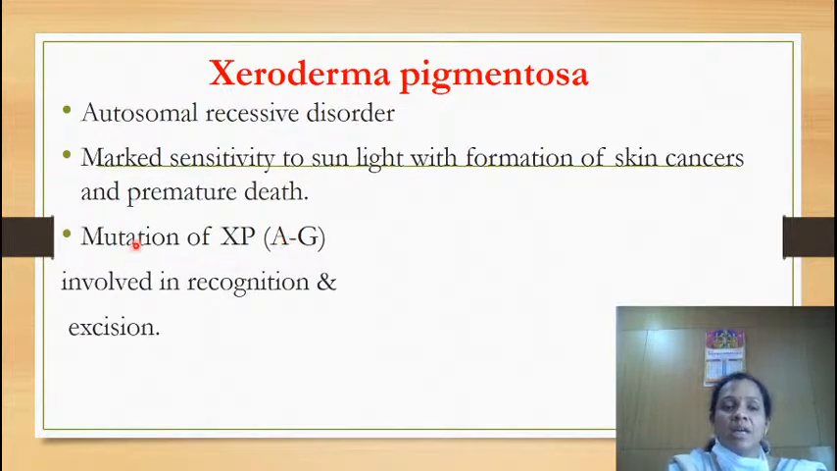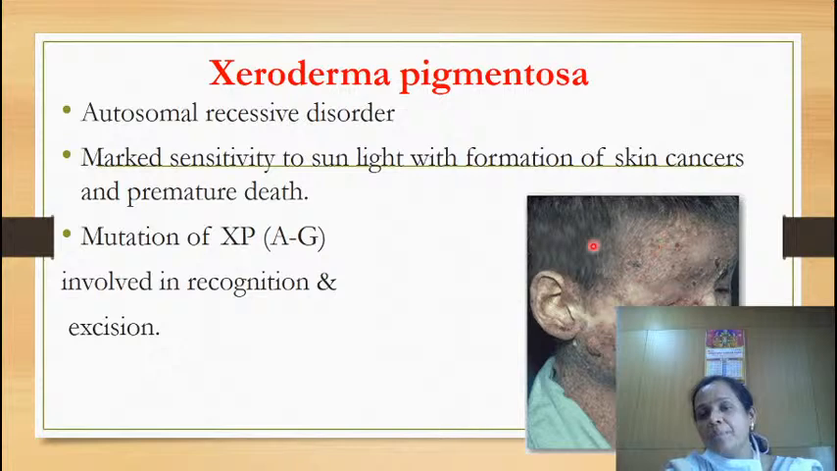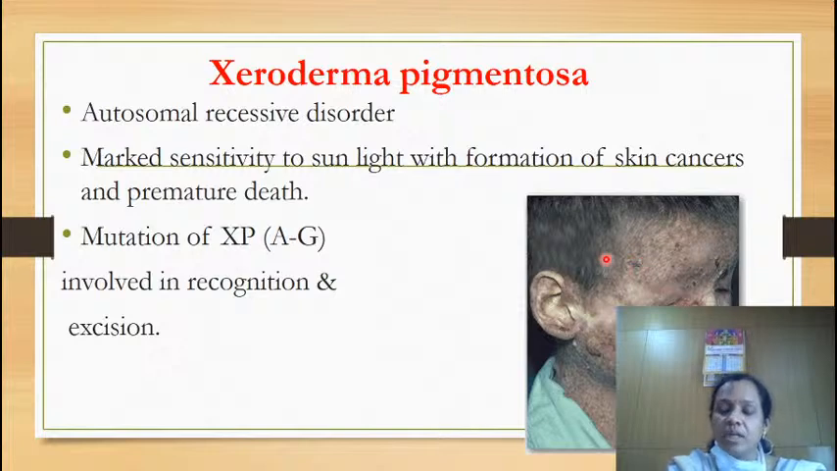These proteins are involved in recognition and excision. So if mutation of any of these proteins occurs, the wrong nucleotide cannot be recognized and it cannot be excised. So this is how a person with xeroderma pigmentosa will appear. You can see there is marked sensitivity to the sun, and you can see the scales have formed. There are so many blisters and all that. This is xeroderma pigmentosa.